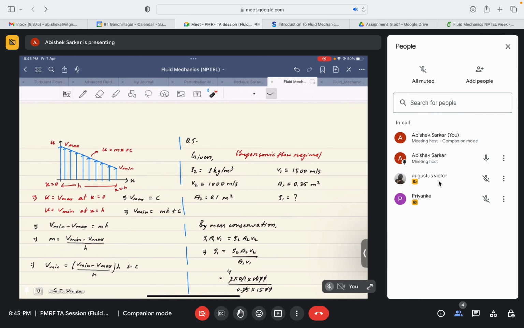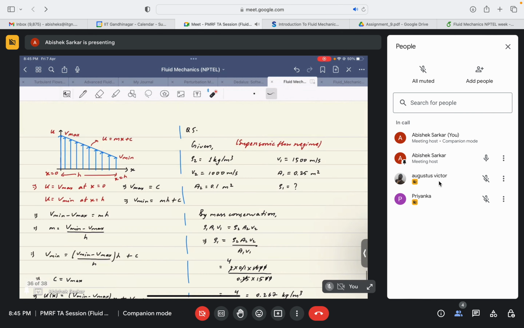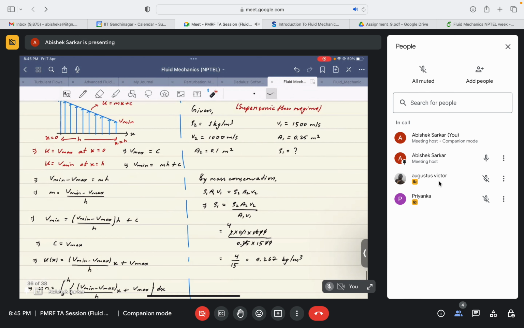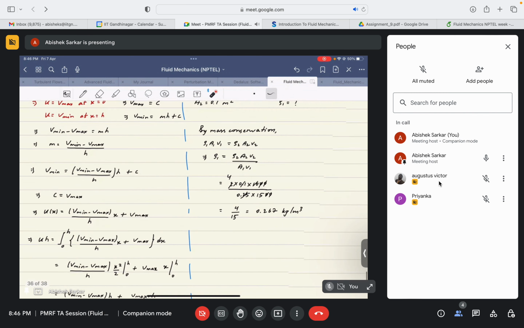After doing the substitutions, I get Vmax equal to C, because x would be 0, then it will only be Vmax. Then Vmax is equal to C and V min is equal to MH plus C, where M is the slope of the line. If I subtract this equation from this equation, I get V min minus Vmax is equal to MH. Then I get the value of M from this. Then I substitute the value of the slope in this equation, and from that I get the value of C. So my equation has this form.